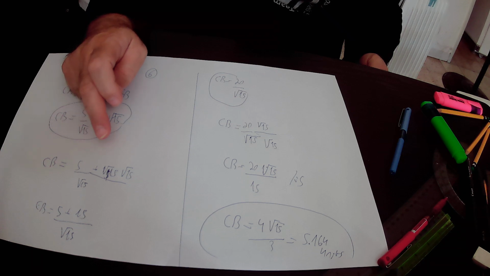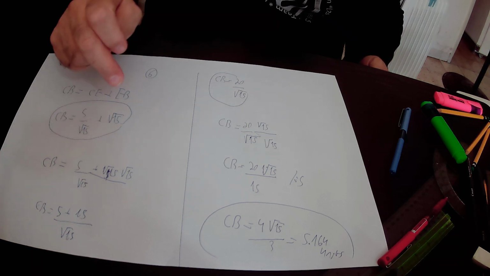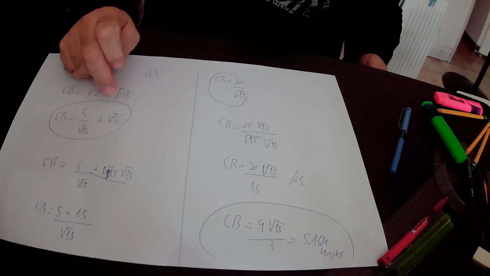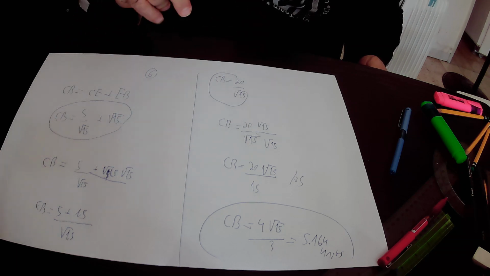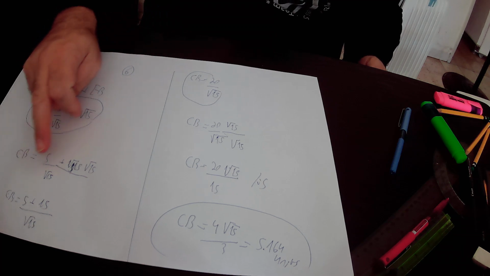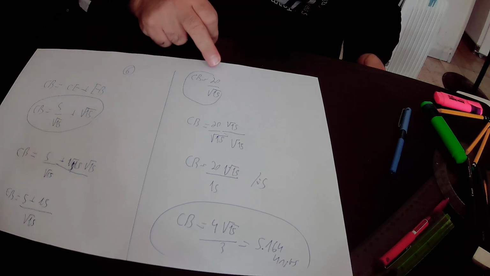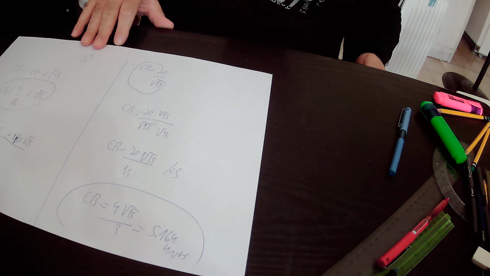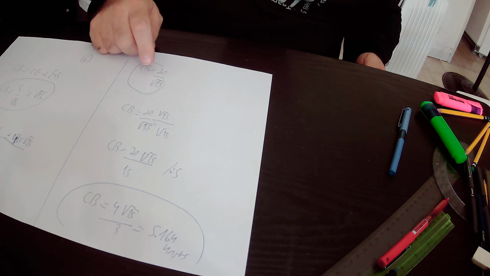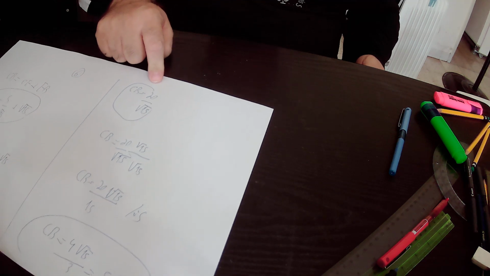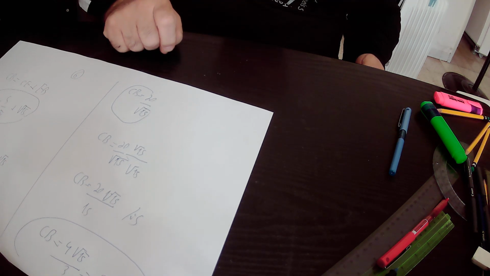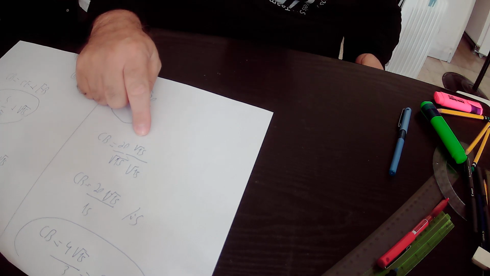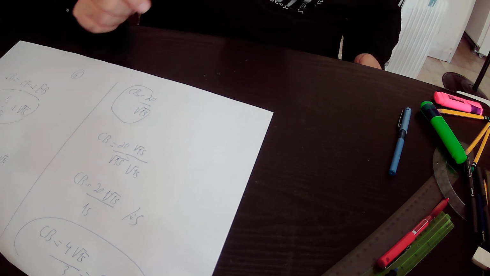So here, we got that CB equals 5 plus square root of 15 times square root of 15, which is 15. So in total in the numerator we have 5 plus 15, and in the denominator we have square root of 15. So CB equals 5 plus 15, which is 20, over square root of 15. Again, we don't want a square root in the denominator, so we multiplied this expression by square root of 15 and then divided by square root of 15, so we change nothing.